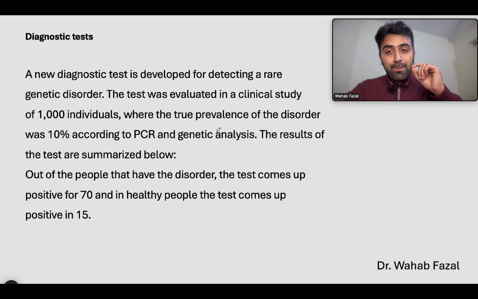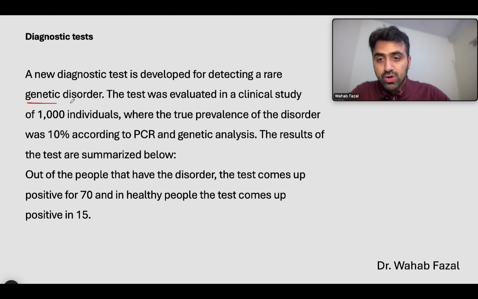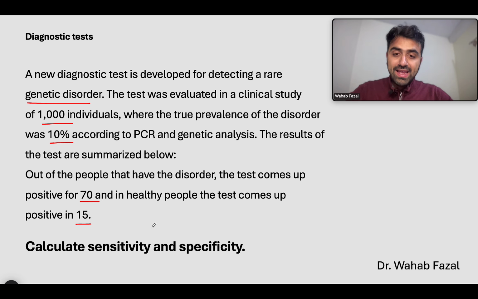So let us try to put this understanding into work now with a simple example. A new diagnostic test is developed for detecting a rare genetic disorder. This test was evaluated in a clinical setting of 1,000 individuals. The prevalence of this disorder was 10%. I did not directly tell you, this is a slightly roasted question. It was 10% according to PCR and genetic analysis. The results of the test are summarized below. Out of the people that have the disorder, the test comes up positive for 70, and in healthy people, the test comes up positive in 15. So calculate the sensitivity and specificity.